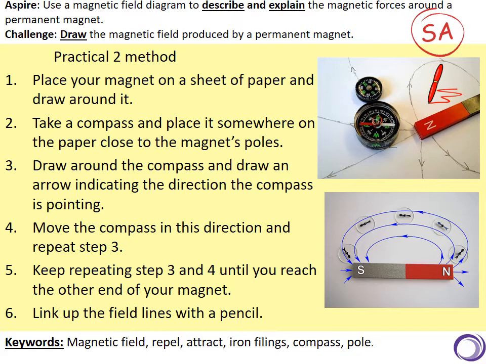And then you just move your compass round, or if you've got more than one compass, you can have lots of them around, and you mark on the direction that the compass is pointing. Then you just have to link up the field lines with a pencil all the way around. So again, mark out of 3, you decide what you've got.